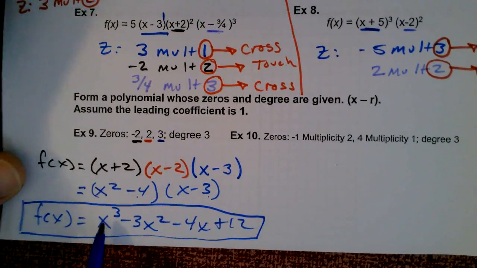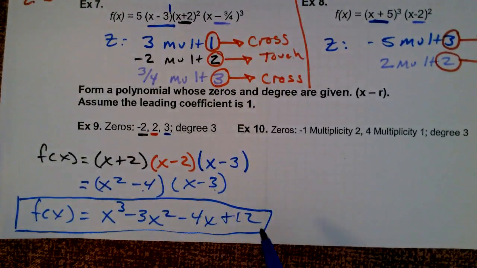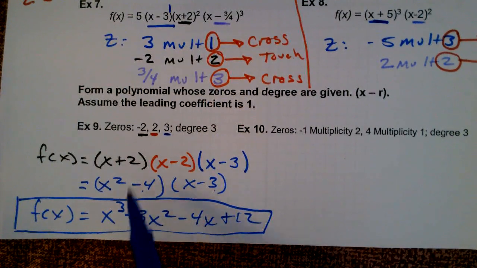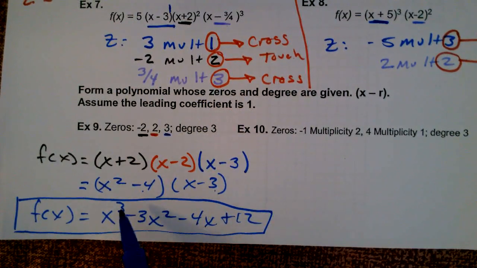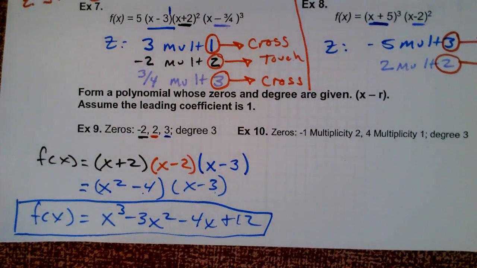Now, as you can see, when I FOIL this thing out, I get x cubed minus 3x squared minus 4x plus 12. That's where the idea of degree comes. They're saying, hey, if you were to FOIL this thing out, to check, make sure you get a degree 3. And we definitely have that. Questions with that, y'all?